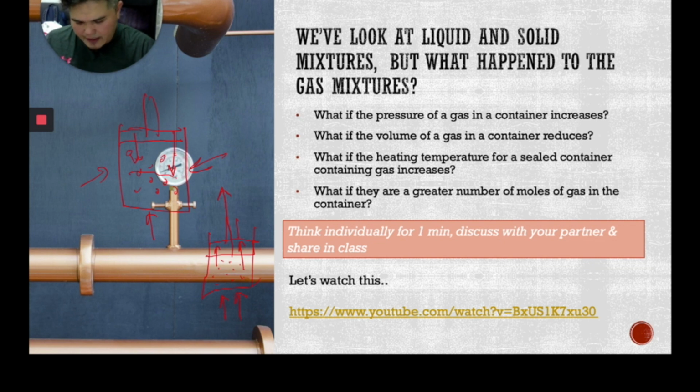What if there is a greater number of moles of gas in the container? If instead of having some gas, you add more, what will happen again within the same volume? They will become tightened. Imagine you are putting people together inside a lift. What will happen? They will become cramped, so there is not enough movement, right?